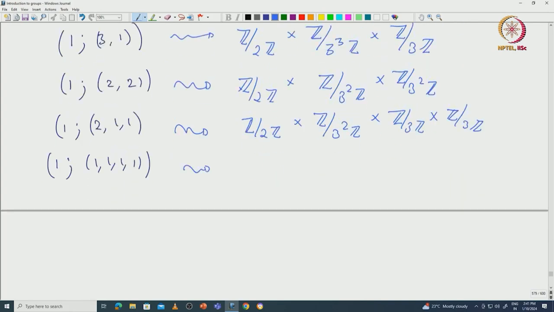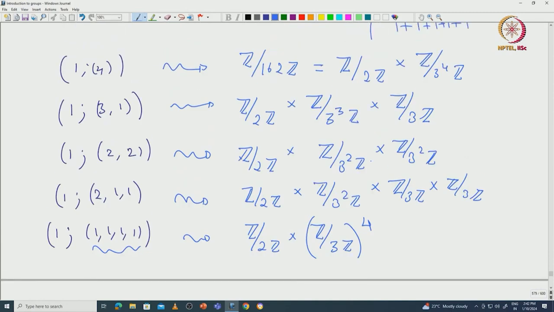What about the next one? This is Z modulo 2 Z cross Z modulo 3 Z. Now there are four copies of them, so you raise it to the power 4. So that's it. These are all the non-isomorphic abelian groups of order 162.